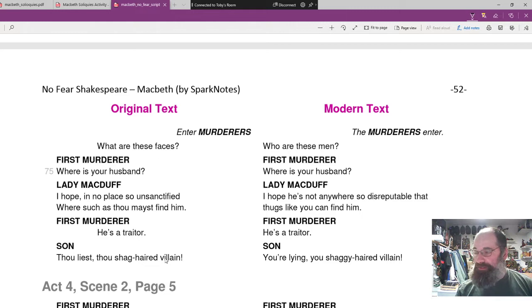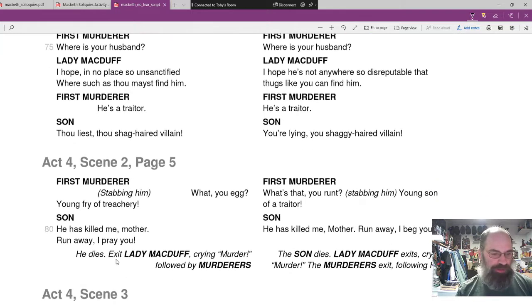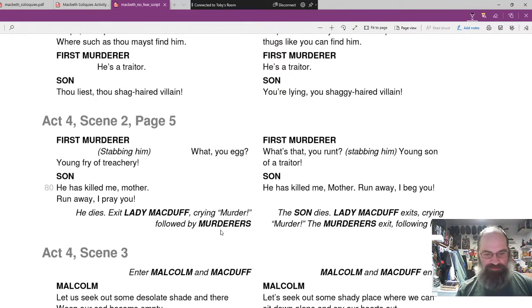The son is going to throw himself at the murderer. Young fry of treachery, stabs. What, you egg? Young fry of treachery, calls him a young egg. And the murderer kills the kid. This is very un-Hayes code. He has killed me, mother. Run away, I pray you. He dies. Exit Lady Macduff crying, murderers, murderers! Well, you can guess that she dies off stage.